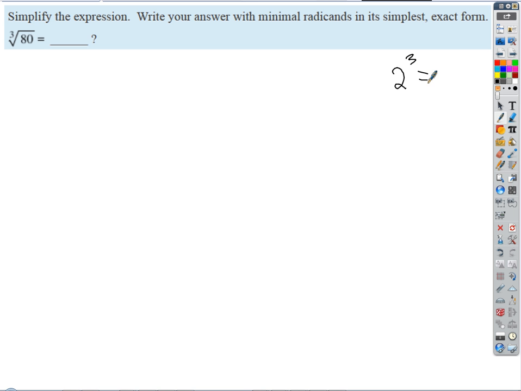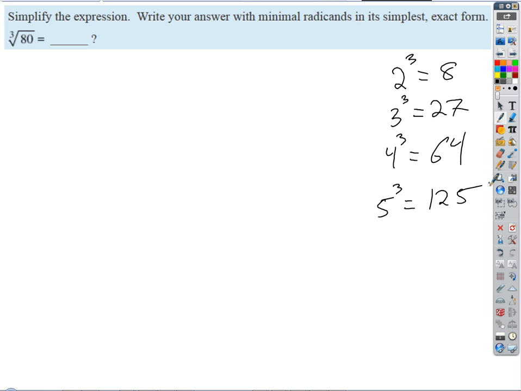What's 2 cubed? 8. What's 3 cubed? 27. Look how fast they grow. Way faster, right? What's 4 cubed? 64. We're already, ooh. 5 cubed is 125. 6 cubed is 216. Very good.